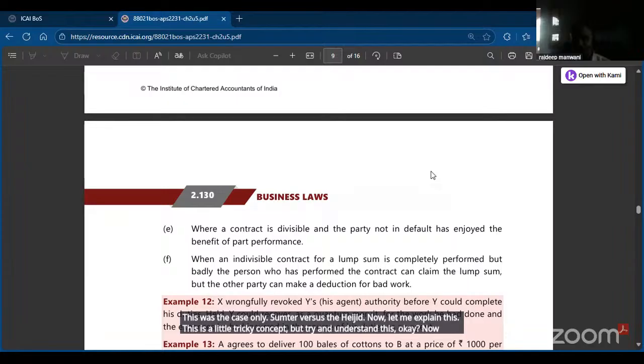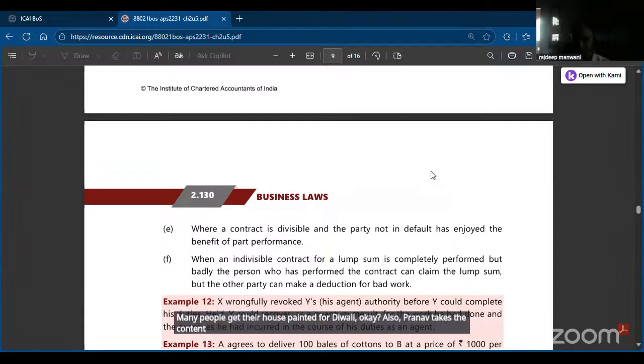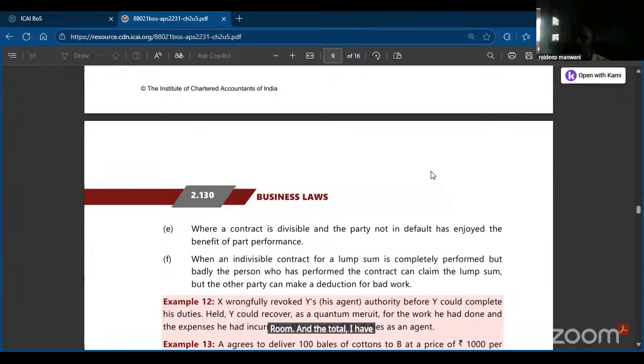Okay. Now we'll take the same example of Sana and Pranav. Sana told Pranav, you have to paint the interior of my house for Diwali. Many people get their house painted for Diwali. So Pranav takes the contract for painting. Sana told him to apply 2 coats of paint for every room. I have a 3 bedroom flat with hall, kitchen, everything. The total amount I'll pay you for the entire painting will be 1 lakh rupees.